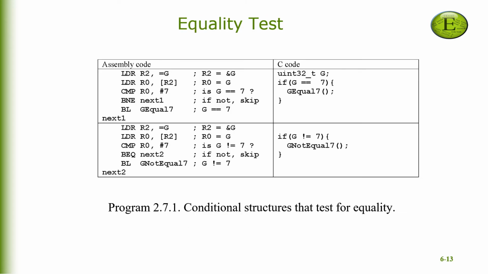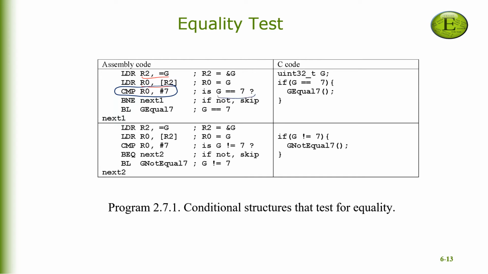Some simple examples highlighting the role of the branch instruction. The first one being the equality test code. So there is a number with a variable name G stored somewhere in the memory. We're going to load its address in R2, as we've seen several times before, and then we are going to invoke the index addressing to store the actual number into R0, and then we are going to compare R0 with 7. That is the same as asking the question, is G equal to 7?